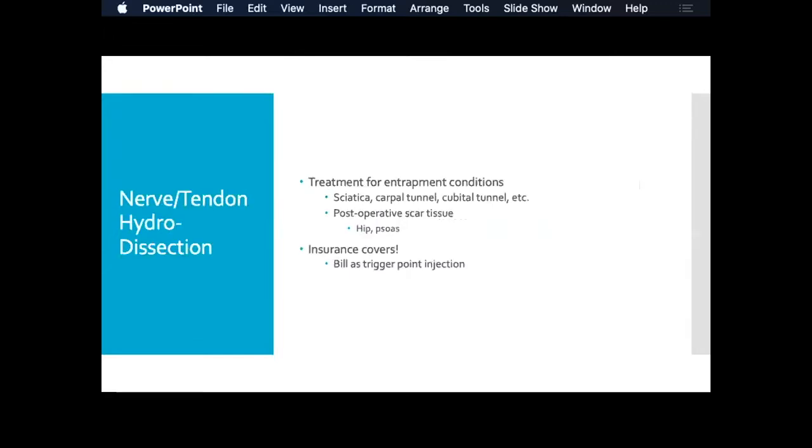Nerve or tendon hydrodissection. This is good for treatment of entrapment conditions like sciatica, carpal tunnel, cubital tunnel, and things like that. Or for postoperative scar tissue, particularly around the hip and the psoas. Once again, insurance covers this, and you can bill it as a trigger point injection.